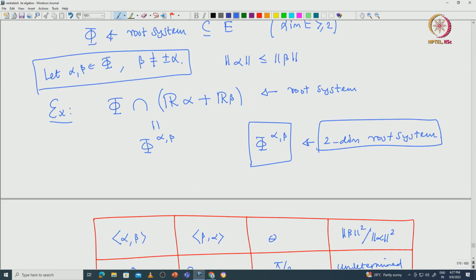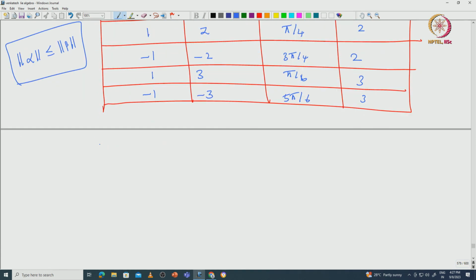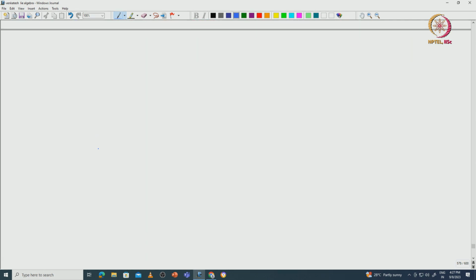We have seen that that actually helps us to understand the root string between alpha and beta. Anyway, let us see what are all the possibilities that we have. For that purpose we can assume that phi is just a two dimensional root system, so phi sitting inside E where the dimension of E is 2.